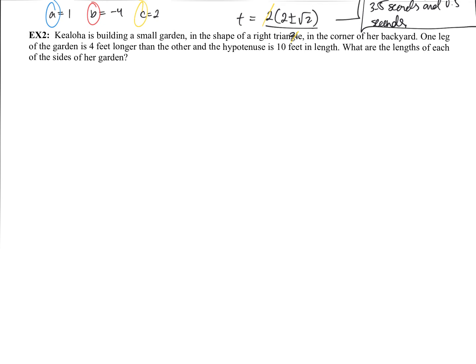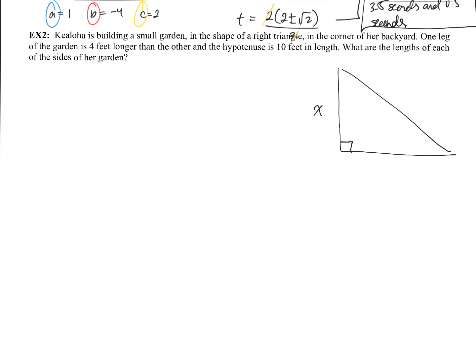Interesting. Let's go ahead and draw a visual here. We're talking about a garden in the shape of a right triangle, so there's a right angle there. What else do I know? One leg is 4 feet more than the other, so we don't know one of the legs. I'm going to say x because I really don't know what it is. So it's my variable.